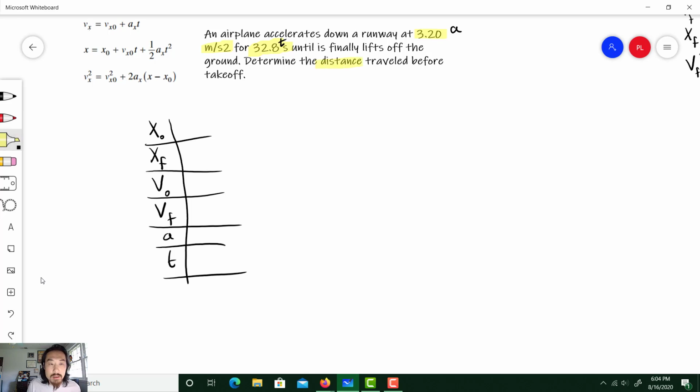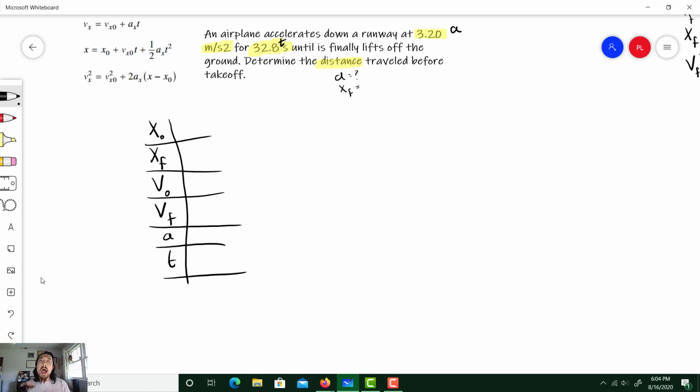Determine the distance. Okay, what is this? So this is a D. I'm just going to say X final, just to keep it in line with this table. All right, so I have my three equations. I have my table. Next, what I'm going to do is fill in this table.